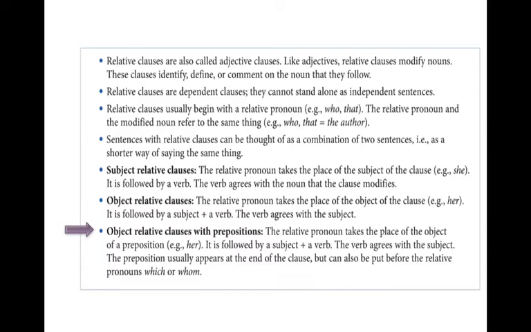Object relative clauses with prepositions. The relative pronoun takes the place of the object of a preposition, not the direct object. That is, not the object of the verb, but the object of a preposition. Another example here is her. It's followed by a subject and a verb. The verb agrees with the subject, and the preposition usually appears at the end of the clause, but can also be put before the relative pronouns which or whom.